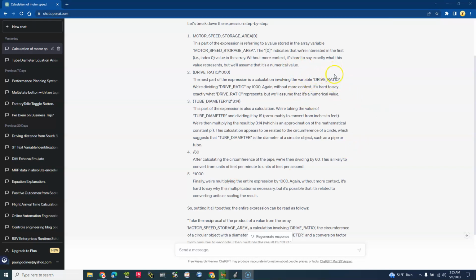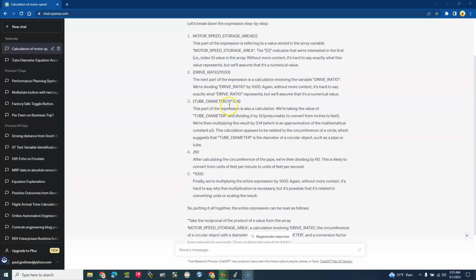The 0 indicates what we're interested in: the first, the 0 index value in the array. Drive ratio divided by 1,000. The next part of the expression is a calculation involving the drive ratio. We're going to dig into that. We're dividing the drive ratio by 1,000, again without more context.